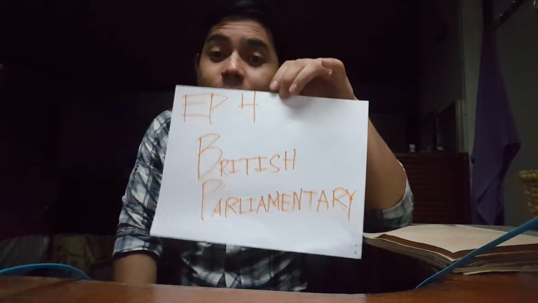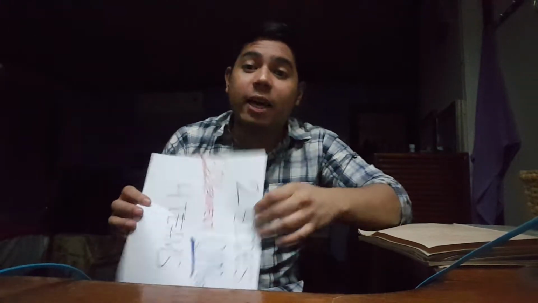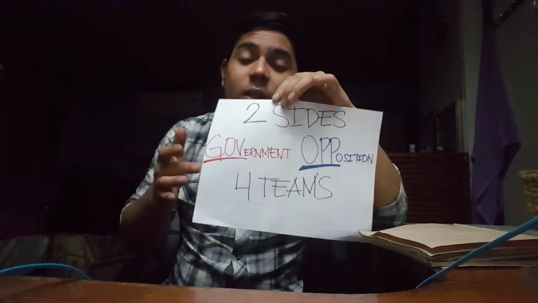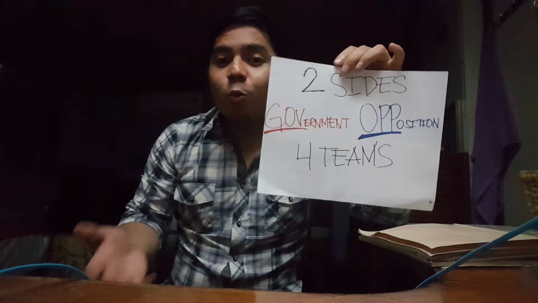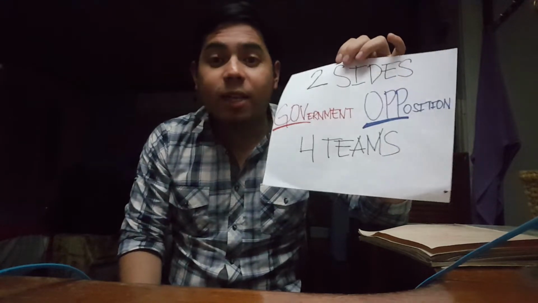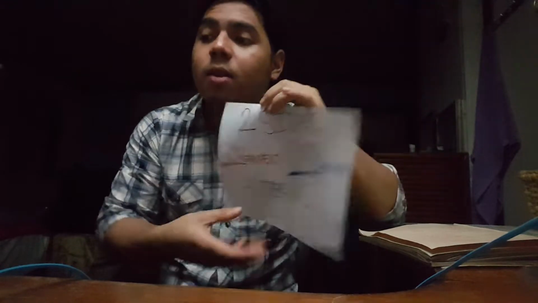Welcome to episode 4, and here's an introduction of the British Parliamentary Debate Format. So in the British Parliamentary Format, we have two sides: the government and the opposition. But what's weird is that we have two sides, but there are four teams inside this debate format. So let me introduce to you the four teams that we see in the British Parliamentary Format.